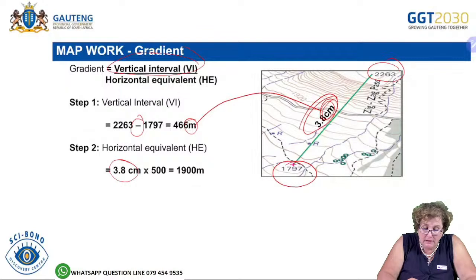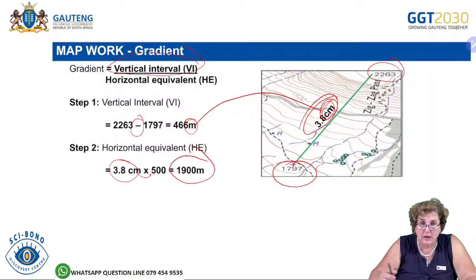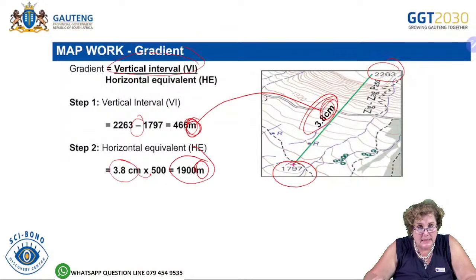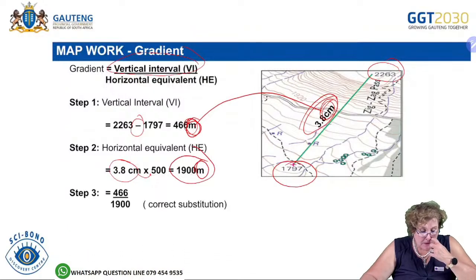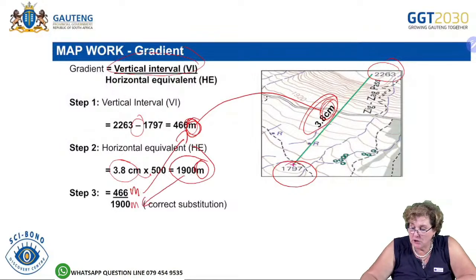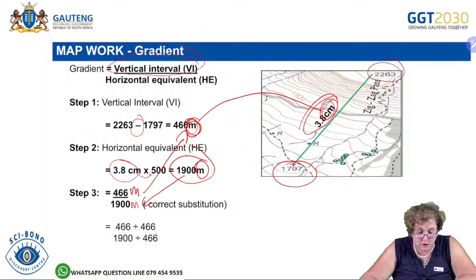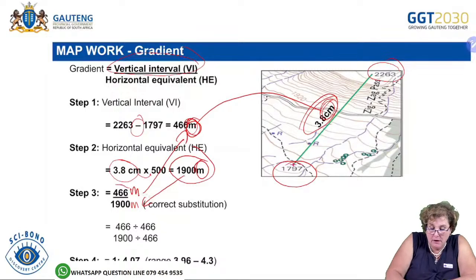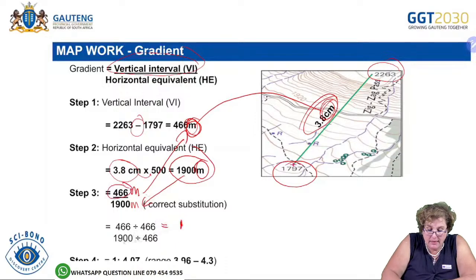So I'm going to take that 3.8 times it by 500 to get 1,900, because I'm working with meters there, I must have meters here as well. It's a topographic map, so I'm going to times by 500. So on the top there must be my meters, and at the bottom I have that one. So please make sure you do the correct substitution. Then I have to divide 466 by itself to get 1. Then if I take 1,900 divided by 466, I will get 4.07.